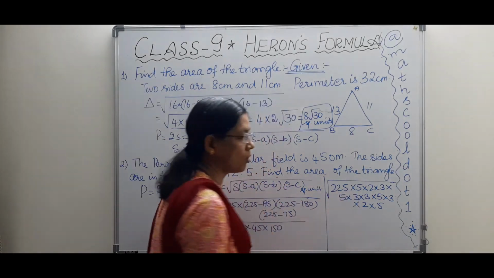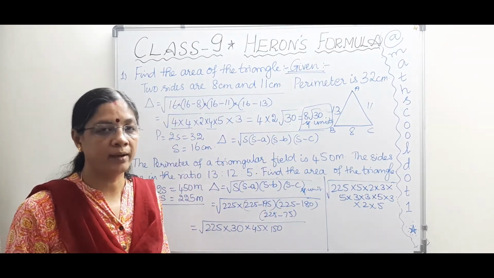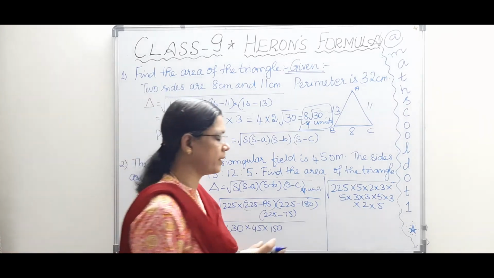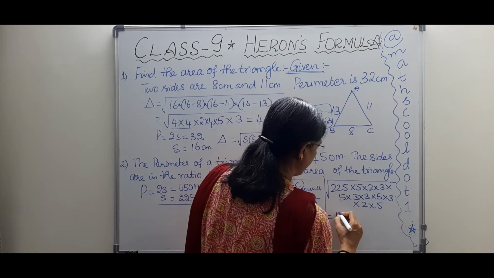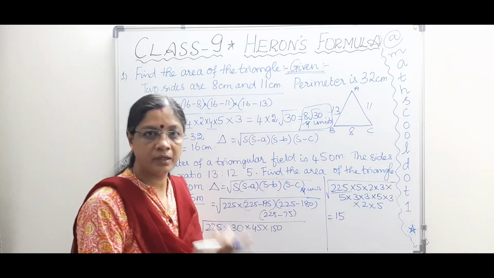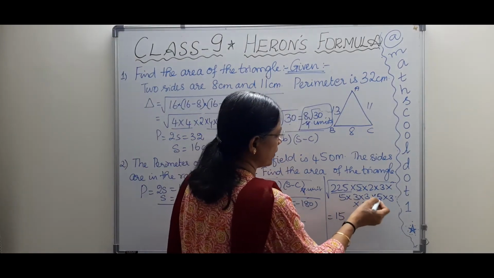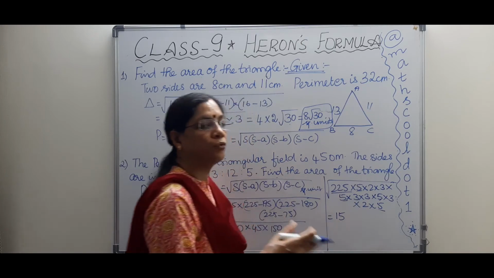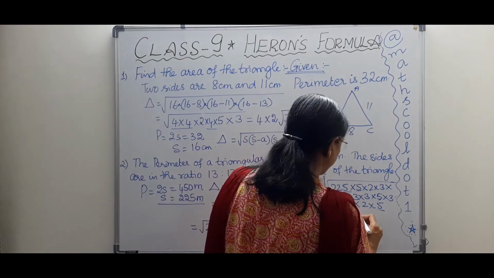For 225 I have not expanded it, because 225 is the square of 15. 15 into 15 is 225. So I take 15 outside. Now see how many 5s are there. 1, 2, 3, 4. So for four 5s, that is 25 into 25, I take 25 outside.